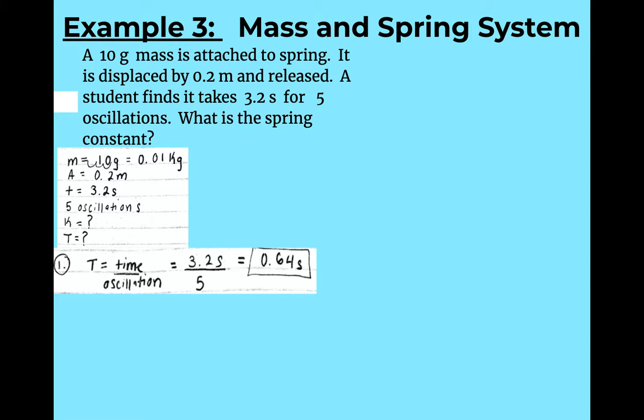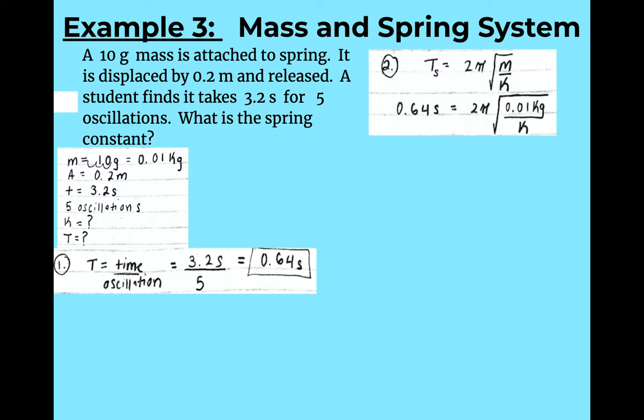Now that we have period and mass, we can find the spring constant using the equation for the period of a spring-mass system. The period of a spring-mass system, capital T sub S, where S stands for spring, is equal to 2 pi times the square root of mass divided by spring constant, K. So we need to plug in what we know.